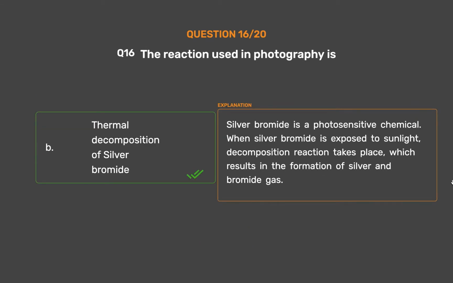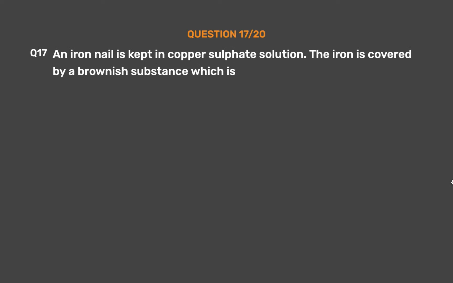Silver bromide is a photosensitive chemical. When silver bromide is exposed to sunlight, decomposition reaction takes place, which results in the formation of silver and bromide gas. Question number 17. An iron nail is kept in copper sulphate solution.